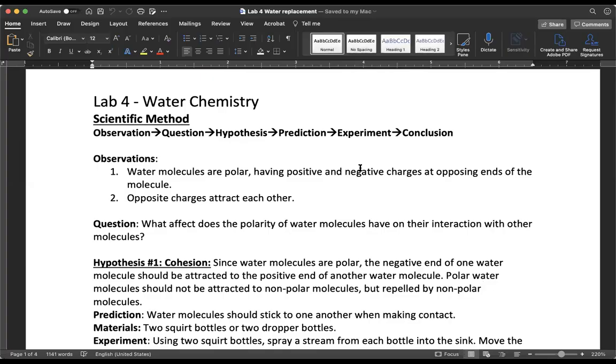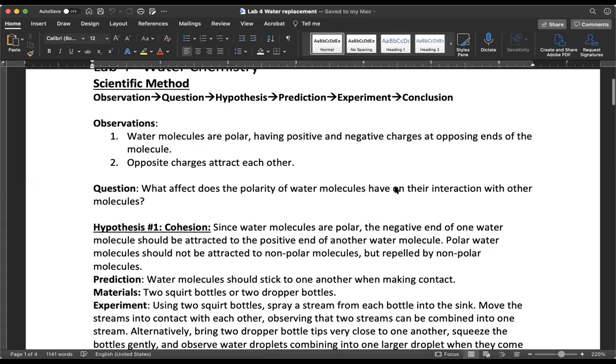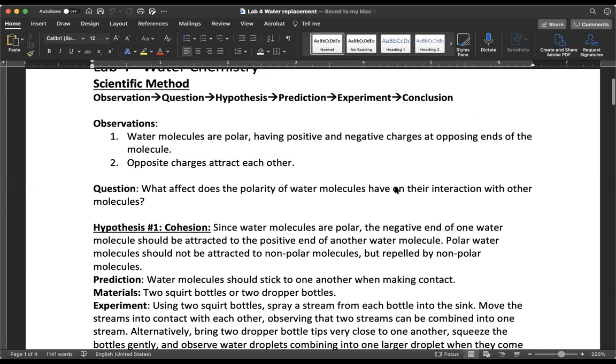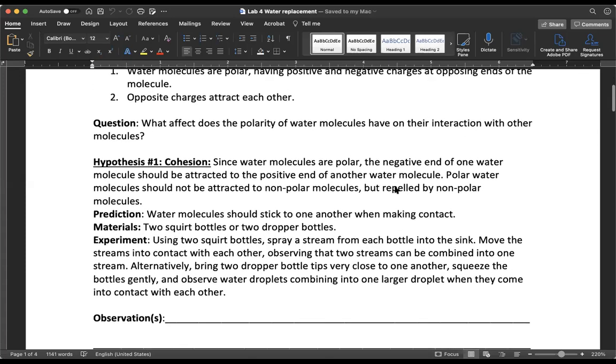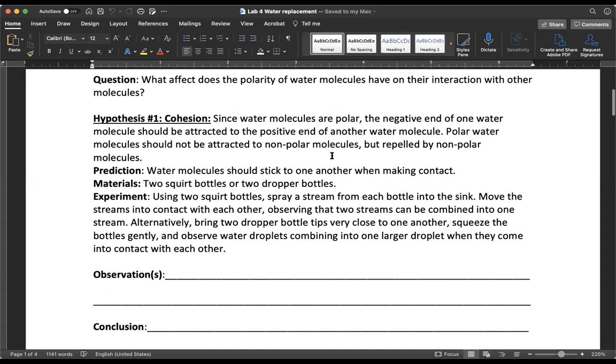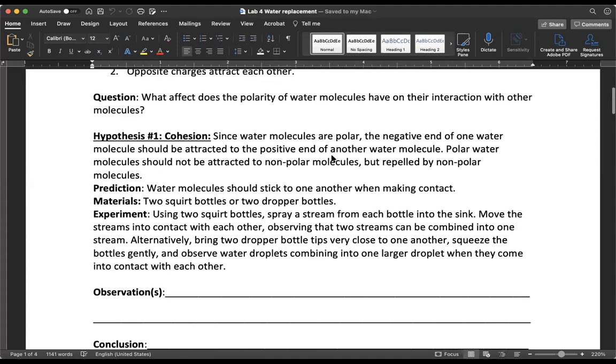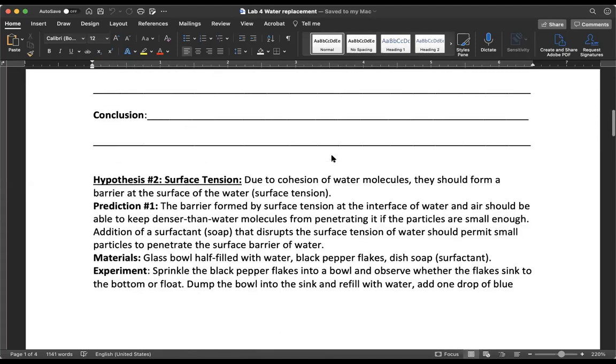Lab 4. Basically, if you weren't there for the water lab, you should go to the video on YouTube. There's a link on Canvas that'll show you most of these experiments. But you should basically understand the definitions of cohesion, adhesion, surface tension, surfactant, things like that. And again, kind of understanding what each of these demonstrations showed.